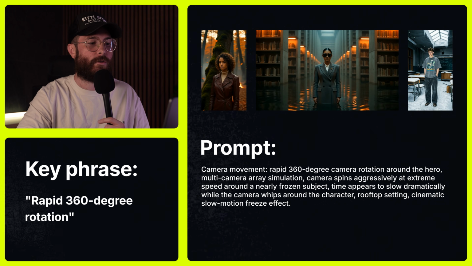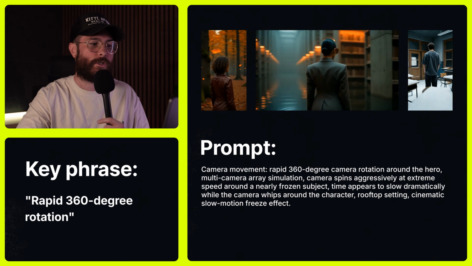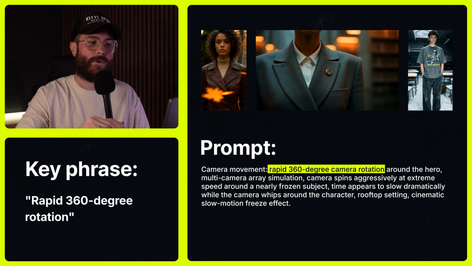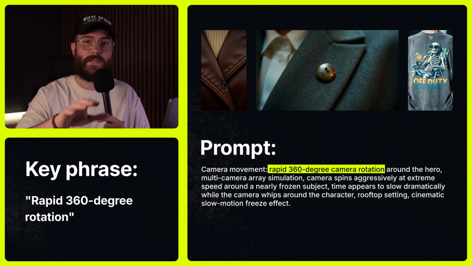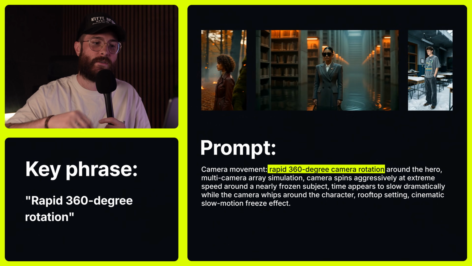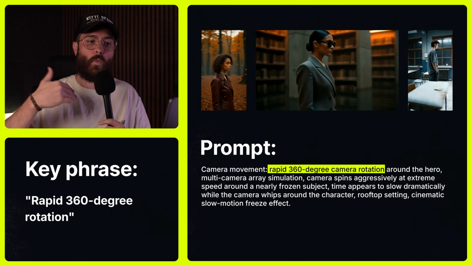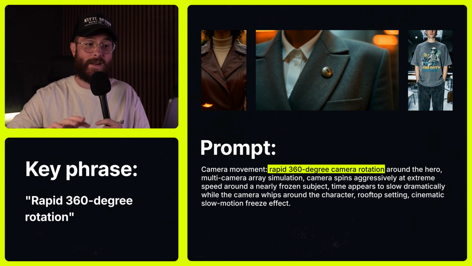But the key things to include here with the 360 hero shot are phrases like rapid 360-degree rotation. Be specific about the speed here. This is a very aggressive whipping style orbit. It's not a slow orbit. We want the 360 to basically whip around the subject and come back to the front.